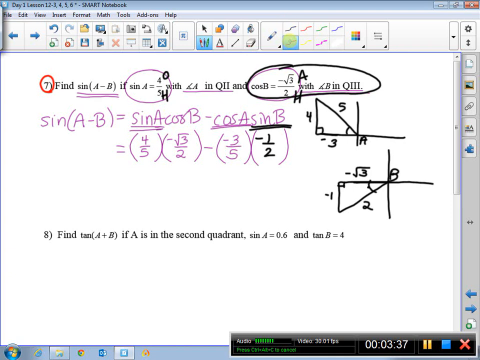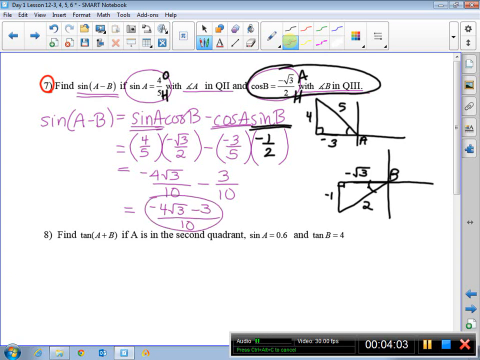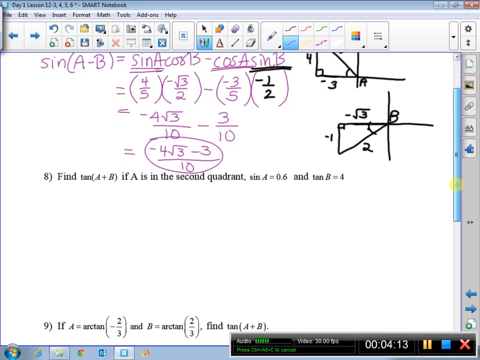Now we just have to do the arithmetic. The hard part is getting all these values. 4 times negative square root of 3 is negative 4 square root of 3 over 10. And negative 3 times negative 1 is positive 3 over 10. And we cannot combine those numerators, so they end up as separate parts all over 10. Negative 4 square root of 3 minus 3 all over 10. Easy. You got to get all your parts done now.